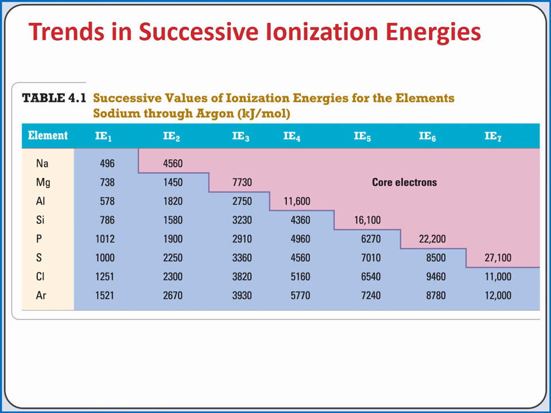We can see this trend as we look at the successive ionization energies of our third row in the periodic table. With sodium, we begin removing core electrons with the second ionization energy. With magnesium, we begin removing core electrons with the third ionization energy. For aluminum, it's with the fourth ionization energy, and so on and so forth. When we transition from removing a valence electron to removing a core electron, we can see that there is a very large jump in the ionization energy.